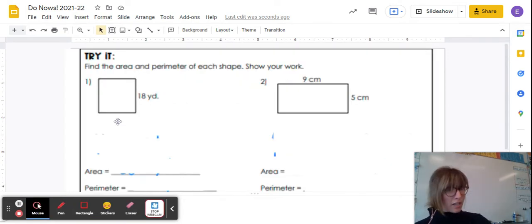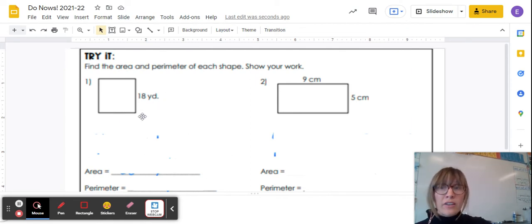So we're going to practice some more. Try it on your own, and then we can kind of compare results here. So find the area and the perimeter of each shape. Show your work. Well, I know that I'm given that this side length is 18. I am seeing that this shape, this quadrilateral, is a square. So I know that all sides are the same length.